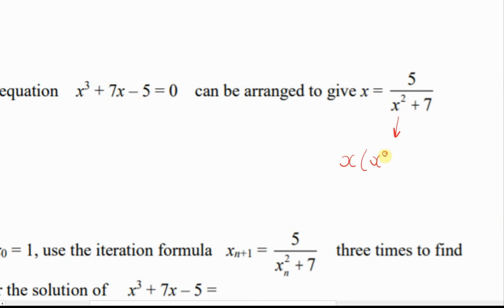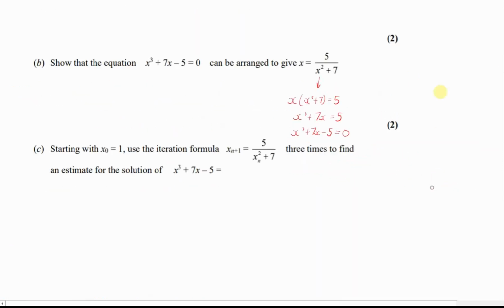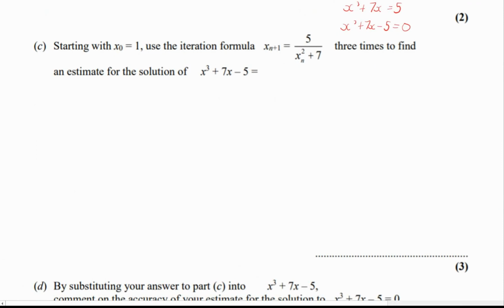So we times up by x squared plus 7. We then expand out that bracket. And then if I take the 5 across, I'm done. It's now the exact same as this. Okay, then again we have the iteration part. Again, that should be feeling more straightforward now.